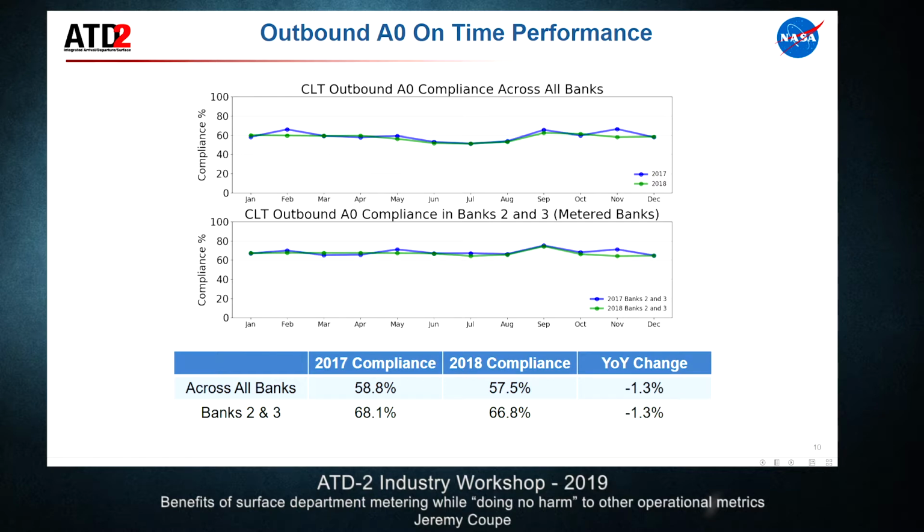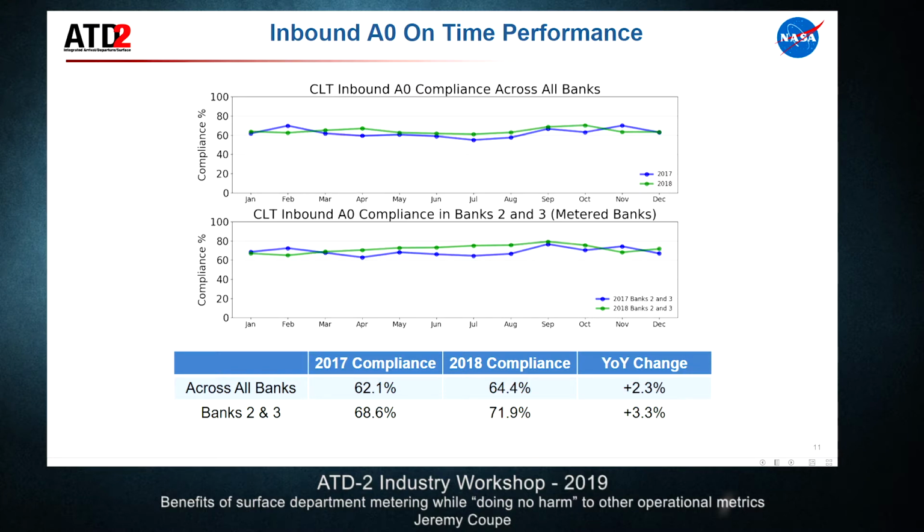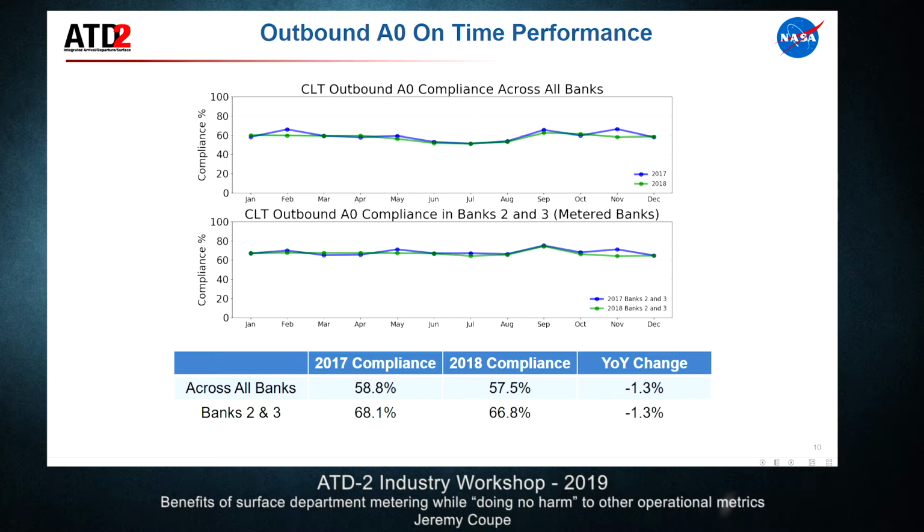What that indicates to us is that we're not necessarily in control of what's dictating or influencing this minus 1.3% year-over-year change across all banks. However, the fact that we're doing just as well in our metered banks indicates to us that metering is doing no harm. What I mean by this is that if metering was having a negative impact on downstream on-time performance, we would expect banks 2 and banks 3 to have an even worse year-over-year performance. If we saw minus 5% year-over-year performance across banks 2 and banks 3, that would be an indication that metering is having a negative impact. The fact that the metered banks are showing the same performance as all banks at least indicates to us that we're having no negative impact on that downstream on-time performance.